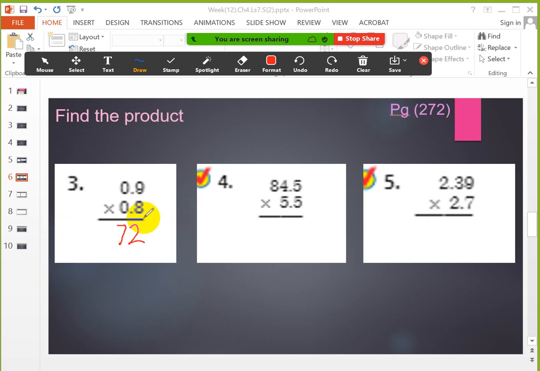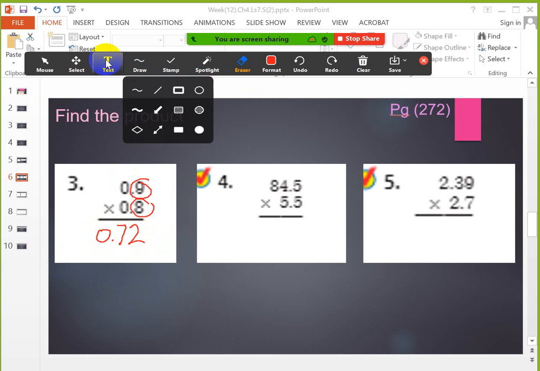So, as Aryaf said, first I will count here. I have 1 digit after the decimal point. Also here I have only 1 digit after the decimal point. That means I have 2. So the decimal point will move 2 digits. It will be right here. There is no number before it, so I will fill this place with 0. So the answer will be 0.72.